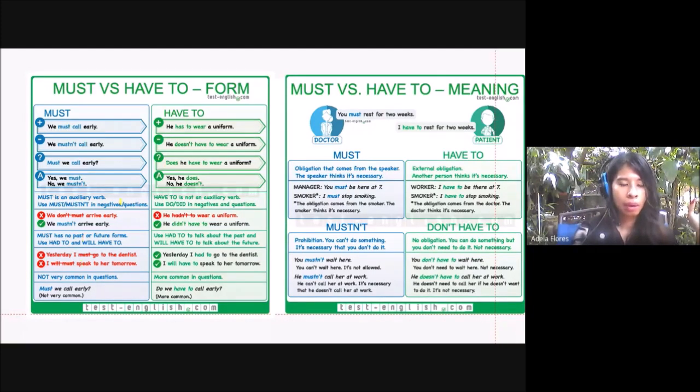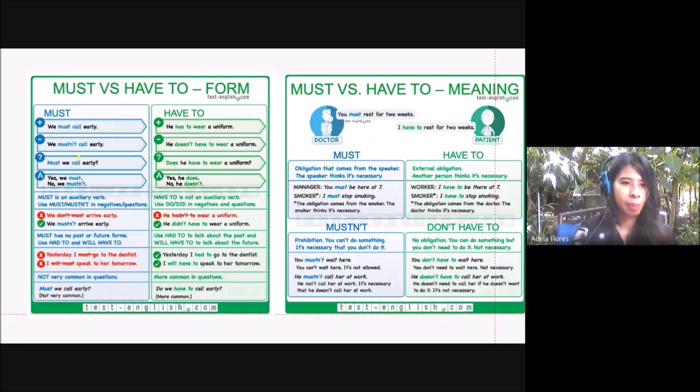So here we have some mistakes that we can have and that we shouldn't. Okay. Must nos dice que solo lo vamos a usar con el presente. No se puede usar a futuro ni en pasado. So I cannot say yesterday I must go to the dentist, sino que yesterday I had to or tomorrow I will have to. Okay.